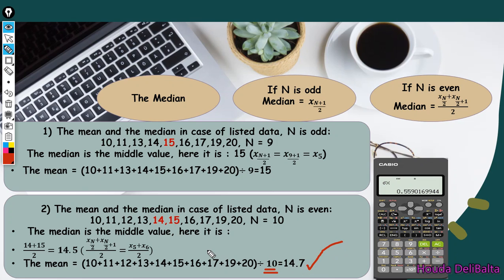So that's about the mean and the median in case we have listed data. In the coming videos, we are going to talk about the mean and the median in case we have a table, and that's the most important case.